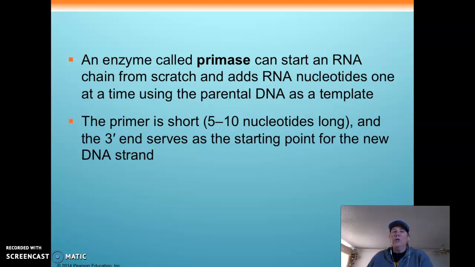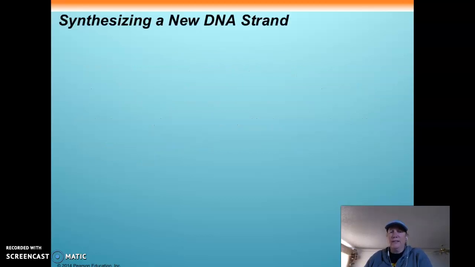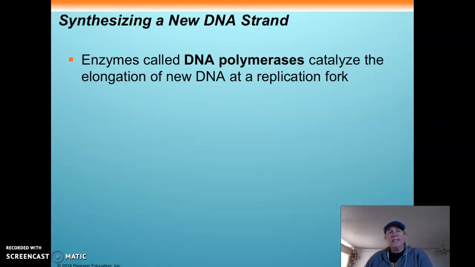Okay. And they usually start on the 3. When you look at DNA, it goes from 3 to 5 or 5 to 3. They flip it over. It usually starts on the 3 end, not the 5 end. Okay. So we've got these enzymes called DNA polymerases. And again, remember, enzymes usually end in ASE. But they're the ones that start this replication.